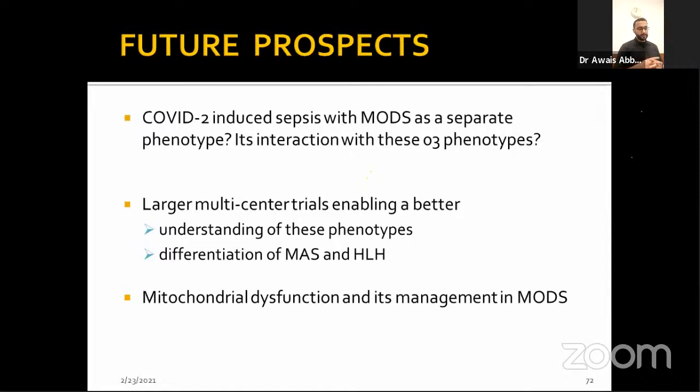And the multi-center trials will enable us to better differentiate between MAS and HLH. These hyperinflammatory phenotypes are pretty intermingled, so a good differentiation is important. The third point that I would like to make is mitochondrial dysfunction and its management in MODS. The patients that we have encountered in our intensive care setup with mitochondrial dysfunction usually do not survive. So how can we carry on with that as well?